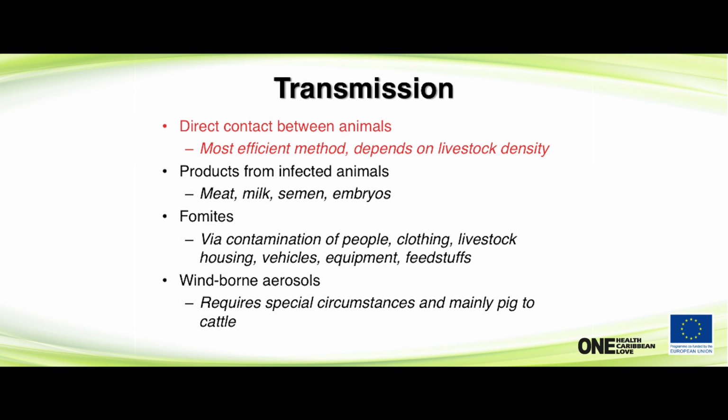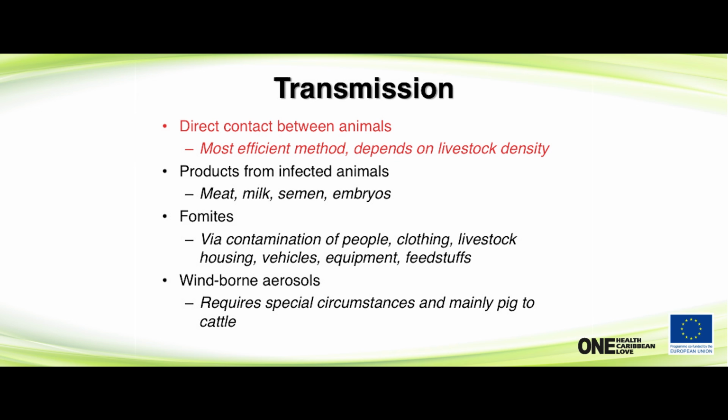So transmission between animals then. The most important route for transmission by far is direct contact between animals. This is much the most effective way of spreading the disease, and this of course depends on livestock density. So if you keep animals very extensively, like sheep out on the side of a hill, the disease will not spread very effectively, and indeed it can die out in a flock. But if you have high densities of livestock, then the disease spreads very effectively.